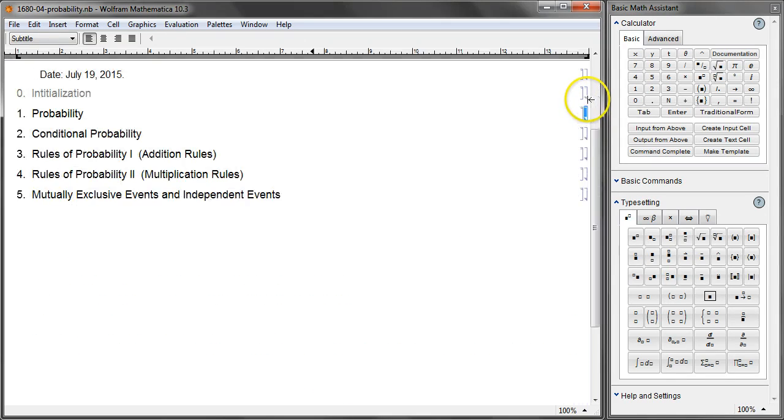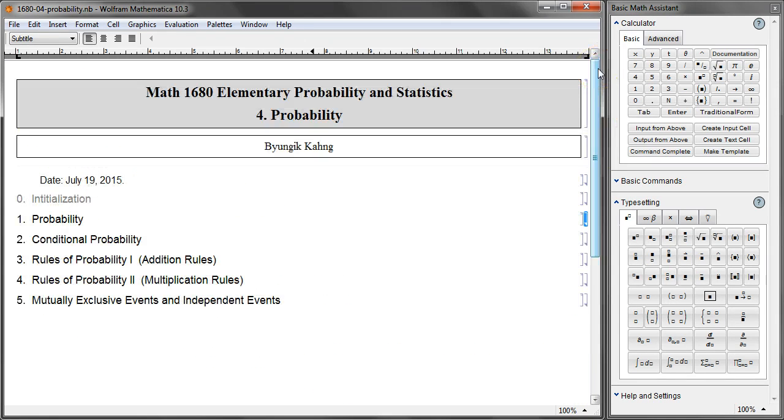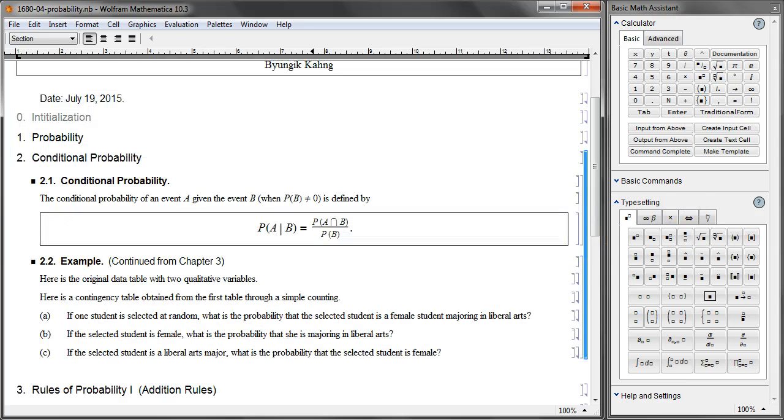Now, let's talk about conditional probability. What is the conditional probability? When you restrict the sample space by a certain condition, then you get, of course, a different probability. And that kind of probability is called conditional probability.